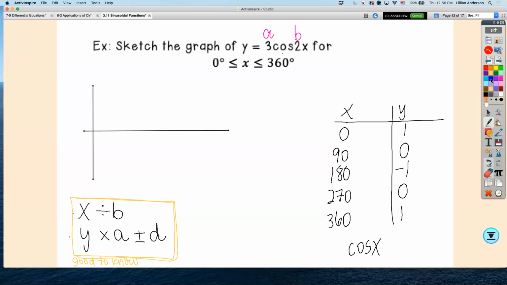But I want to get the new points for Y equals 3 cosine 2X. To find my new X coordinates, I have to divide all of my X's by B. So I have to divide all of my X's by 2. So what's 0 divided by 2? What's 90 divided by 2? 180 divided by 2. Keep going. Thank you. So these are my new X coordinates.